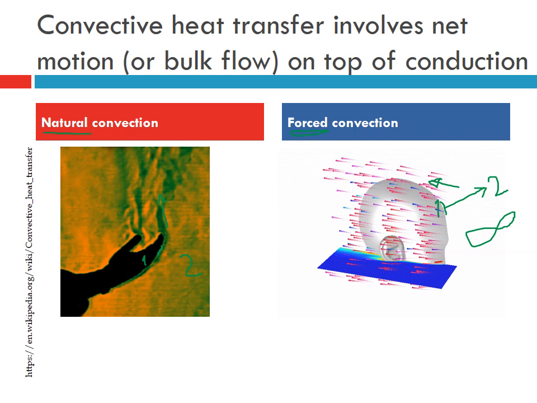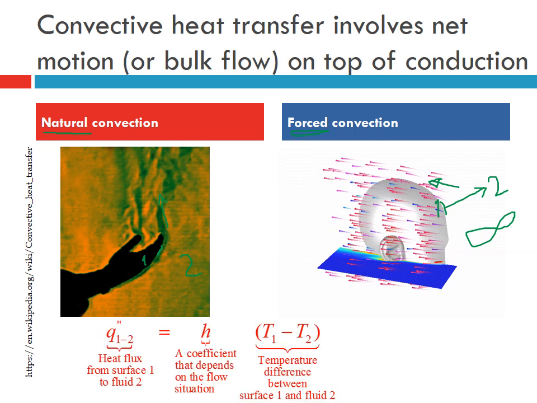Now, both of these processes would be studied using one simple equation that says that the flux is equal to some convective coefficient that depends on the situation, whether it's natural or forced, times the temperature difference between surface 1, for example in natural convection, or surface 1 in the forced convection case, and fluid 2.